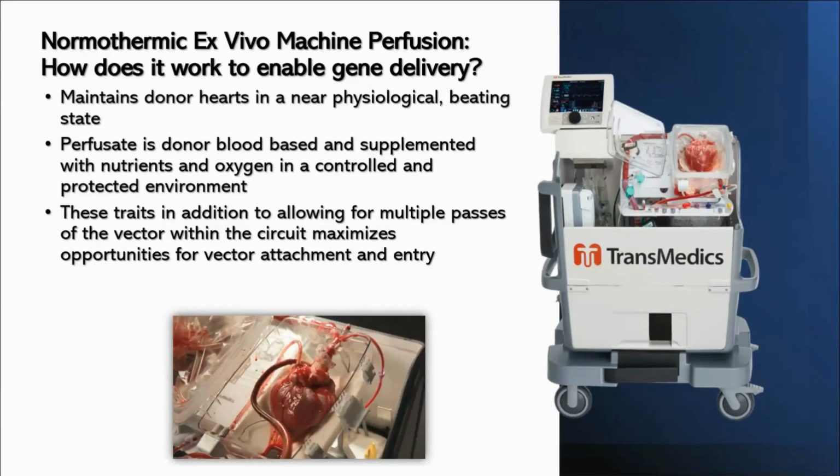So how does this work to enable gene therapy? This video shows a heart that is on the device. This device maintains the donor heart in a near physiological beating state, and there is a perfusate that is recirculated on this device to the heart. It is based on donor blood, and it's supplemented with nutrients and oxygen in a very controlled and protected environment. It's these traits, in addition to allowing multiple passes of the vector within the circuit, that maximize opportunities for vector attachment and entry.